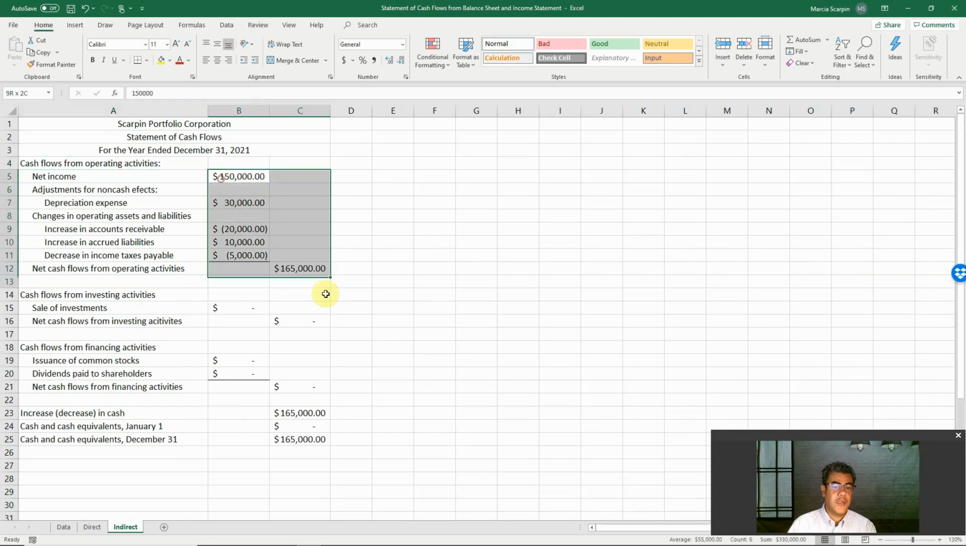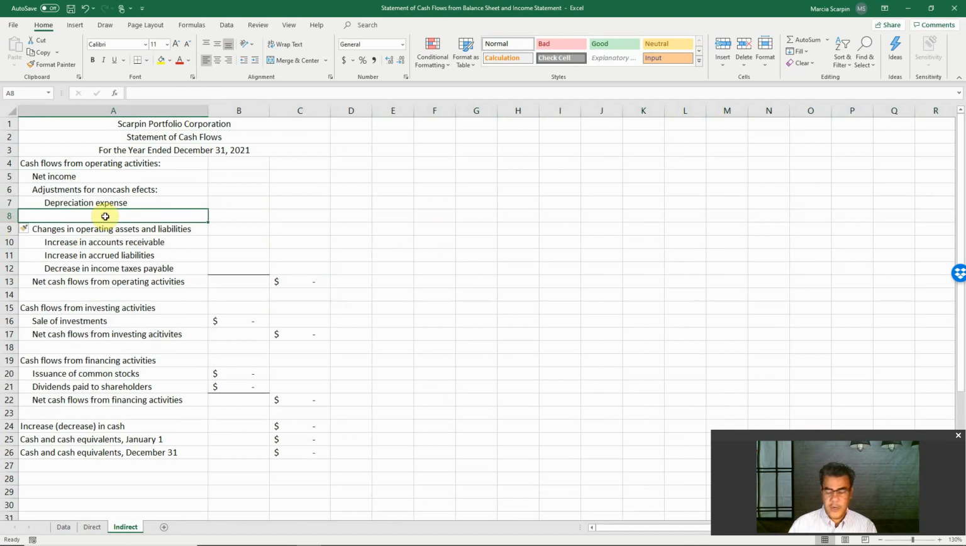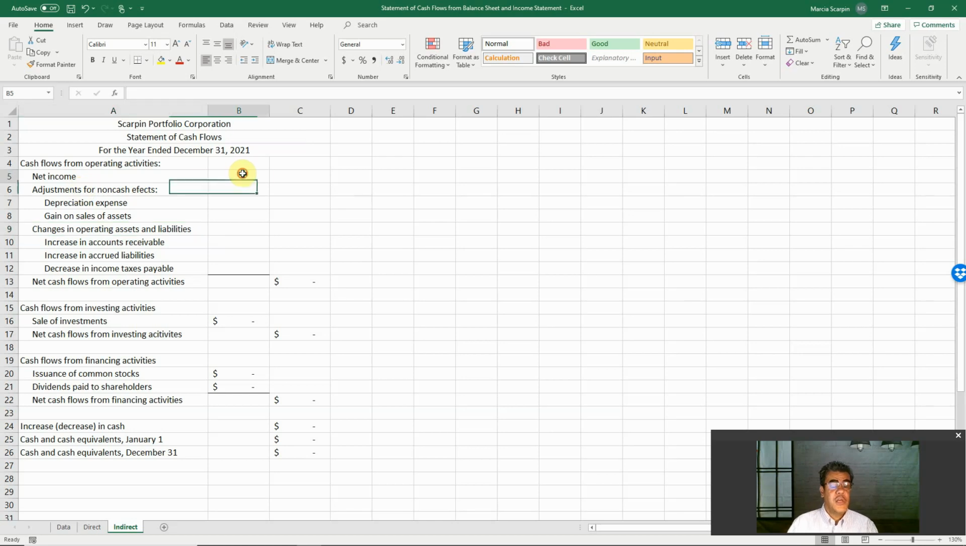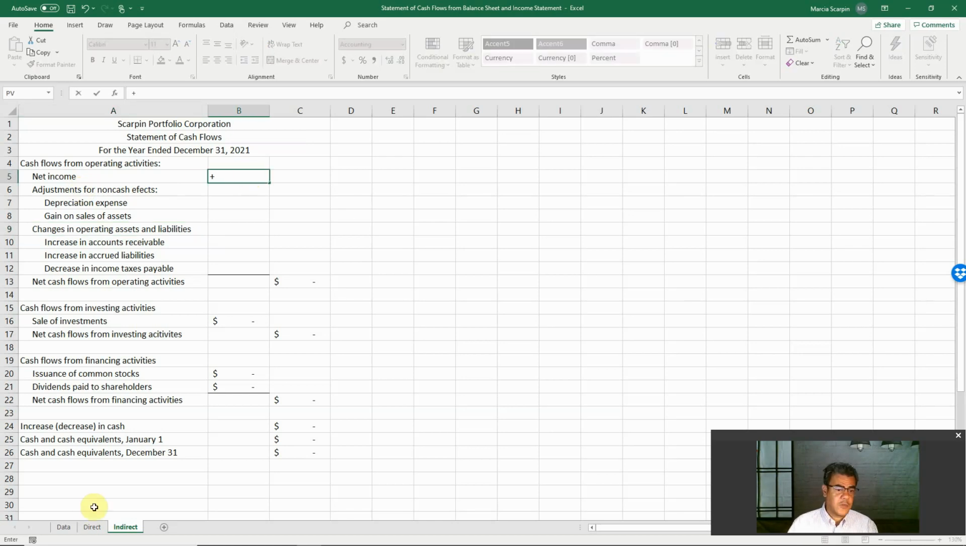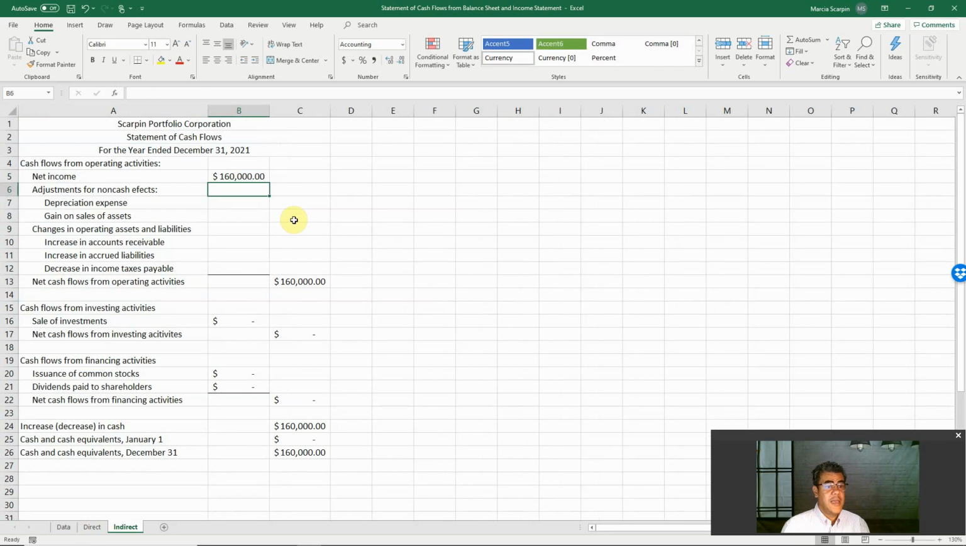So let's start it. Let's delete it here. And we need that one here. We have another one here. Perfect. So we start with net income. So equal here, net income 160.